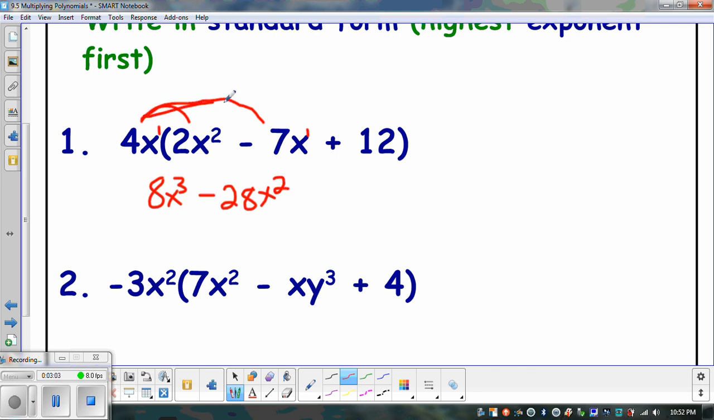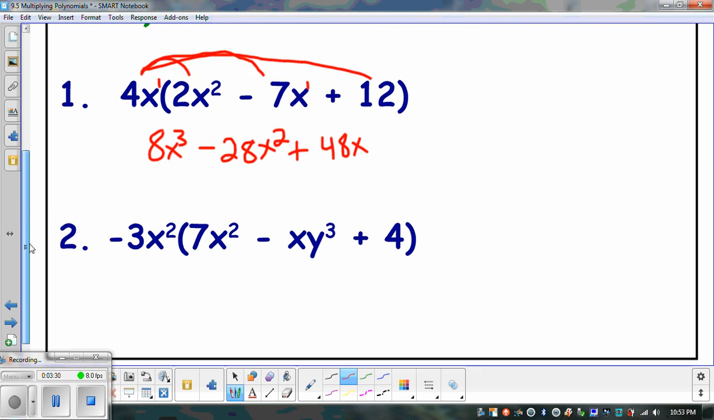The last one to distribute would be 4x times 12. 4 times 12 is 48. And there is only an x to the first power on the outside term. There is no x here next to the 12. So it is simply 48x. So our final solution is a 3rd degree trinomial with a leading coefficient of 8.